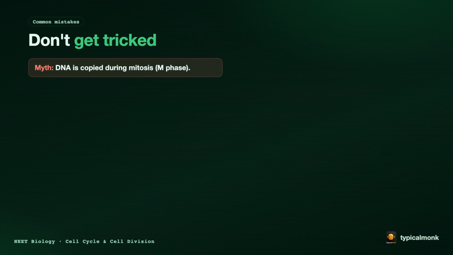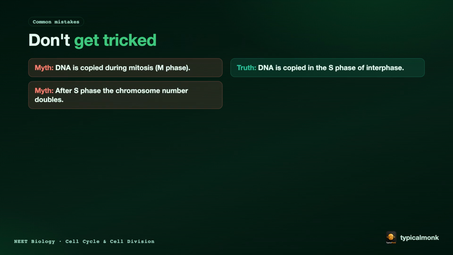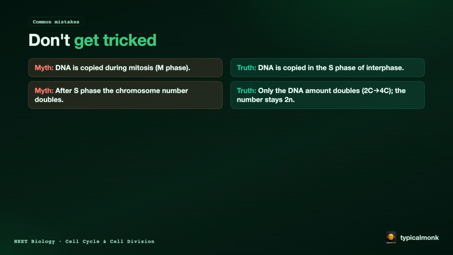Now let's clear the mistakes students fall for. Myth: DNA is copied in mitosis, that is the M phase. Truth: DNA is copied in the S phase of interphase. Myth: after the S phase, the chromosome number doubles. Truth: only the DNA amount doubles. From 2C to 4C, the number stays 2n.